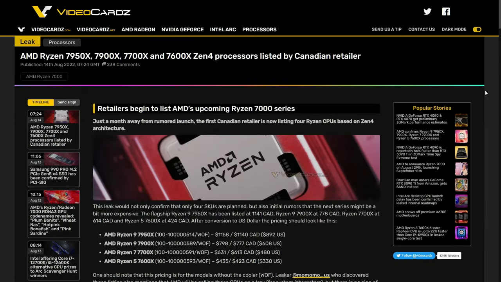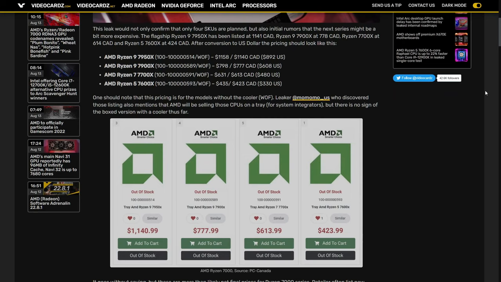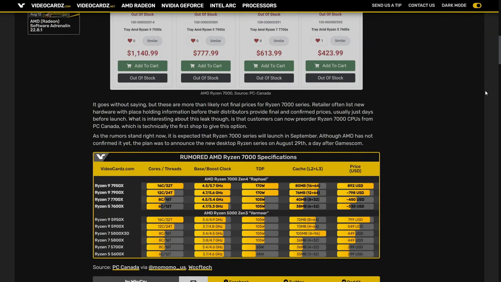And then we have the 7950X, 7900X, 7700X, and 7600X, which have been listed by a Canadian retailer. The pricing is as follows: the 7950X should be $892, the 7900X $608, the 7700X $480, and the 7600X $330. Also, the leaker MoMoMoUS discovered these listings for the AMD Ryzen CPUs, but there is no sign of the boxed version with the cooler so far. And it goes without saying that this pricing is likely not final, because what we were hearing initially was that the 7600X will be priced the same as the 5600X, according to WCCF Tech.